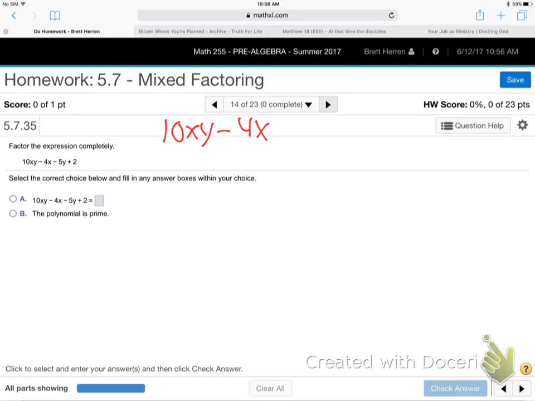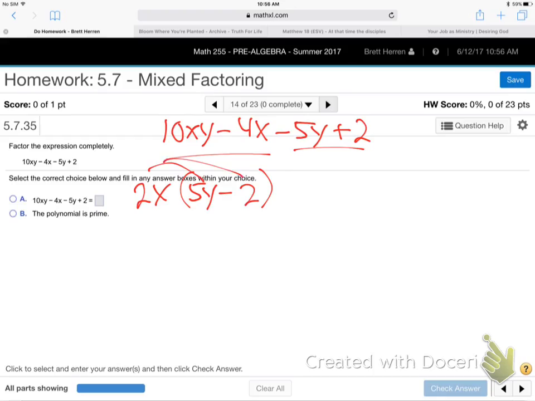10xy minus 4x minus 5y plus... So first two, what do the first two have in common? 2 and x. We do a 2-2 split, right? First two, last two? So first two have in common 2x. What does that leave behind? 5 of them, right? y. It's 5y minus 2. Boom, boom.